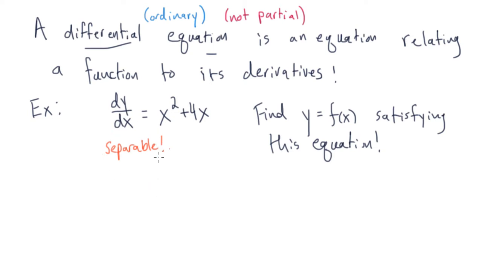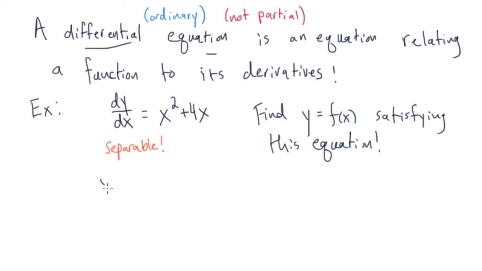Okay, so what I mean by separable is sort of like this terminology, ordinary and partial. It's something that maybe is not so relevant right now, but the result is that because it's separable, and maybe one day you'll learn specifically what that means, we can just solve it by finding an antiderivative. So in other words, we see that y is just going to be an antiderivative of this function. So what is an antiderivative of x squared plus 4x?